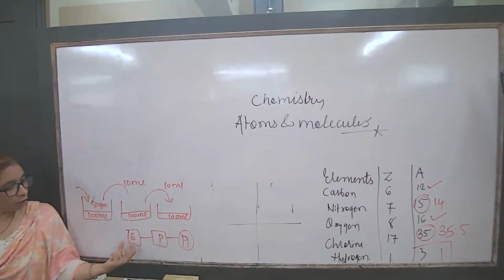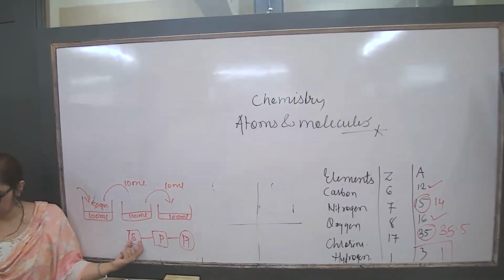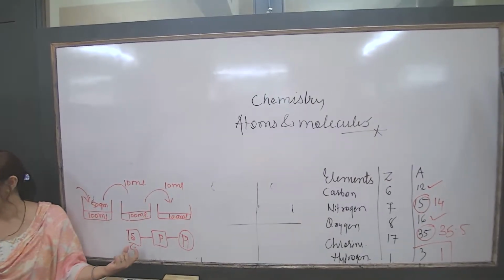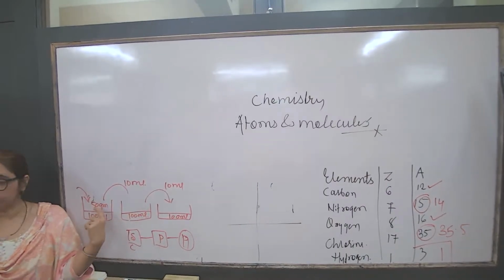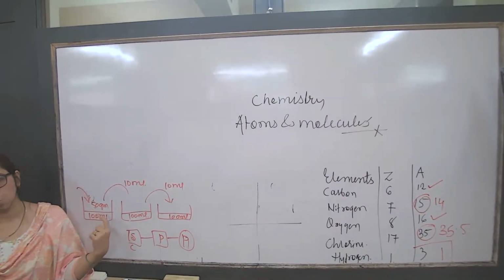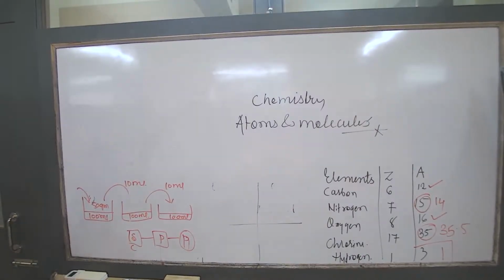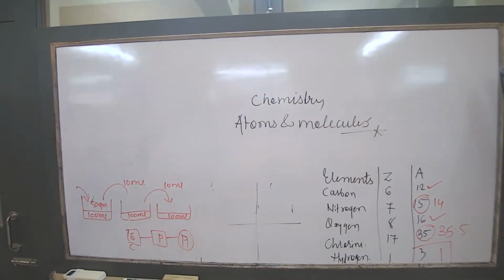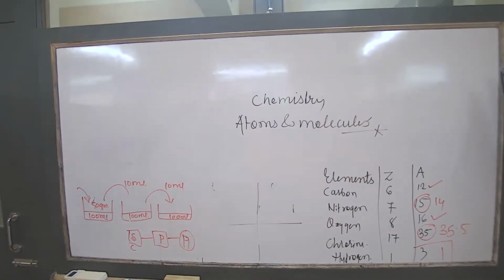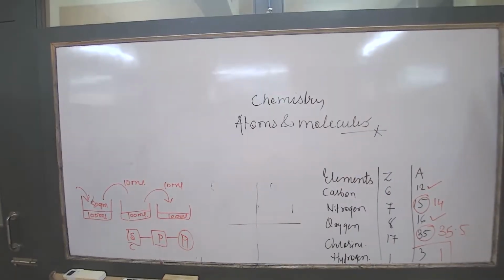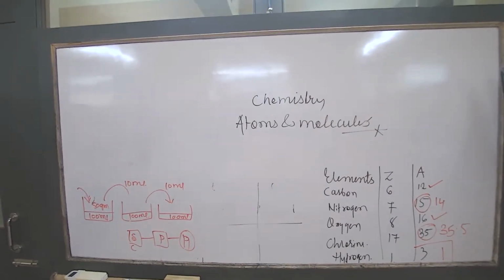So this compound, this substance that we have taken, is made up of tiny particles which are known as atoms, and these atoms are bonded together. They are chemically bonded together. Okay, and when we say they are chemically bonded, which bonds are possible there?